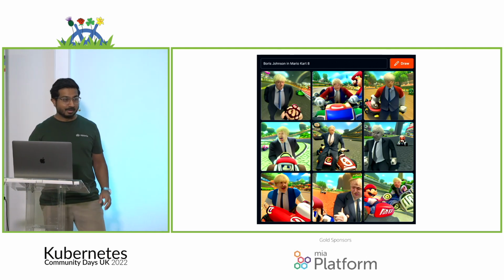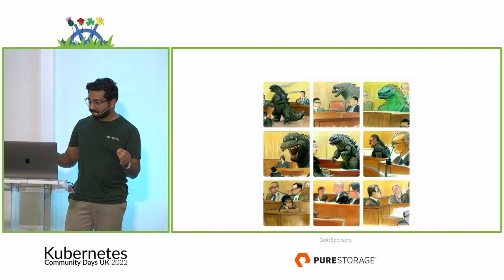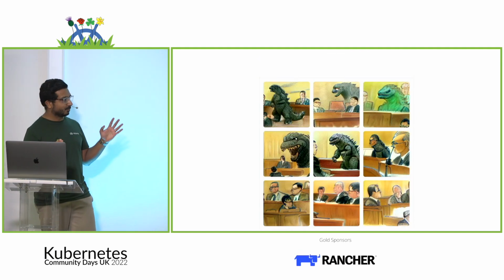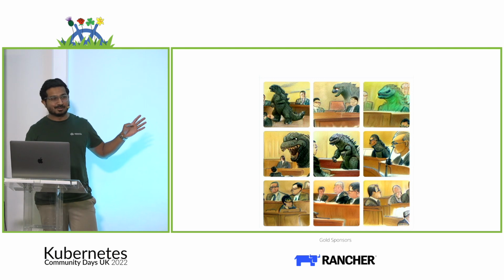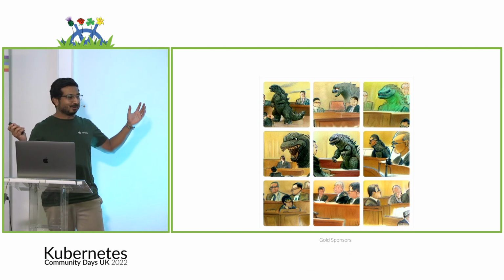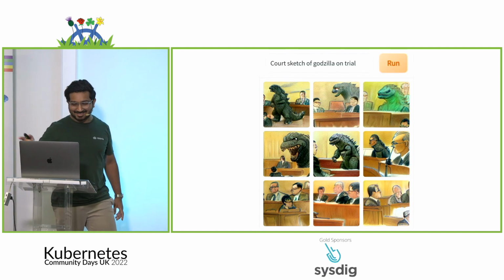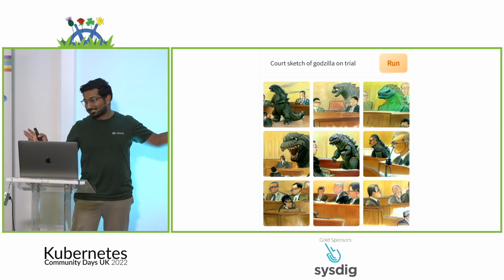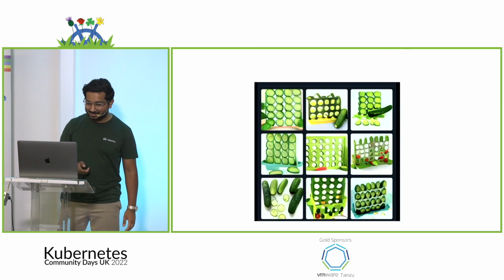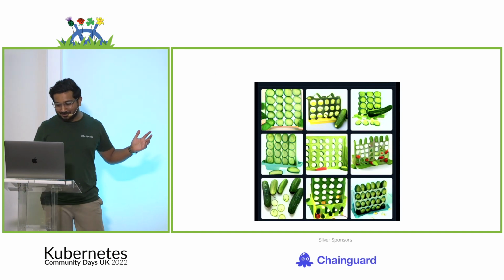I know it's a little bit old, but before we start, maybe we can do a little bit of a game. Maybe you can guess what prompt was given to this, and this is the output. What do you think this is? You can shout out. Yeah, that's very good. Chord sketch of Godzilla on trial. How about this one? Yeah, Connect Four cucumber. Excellent.